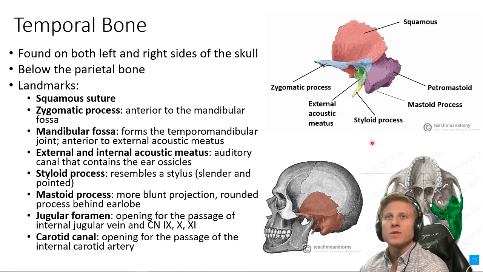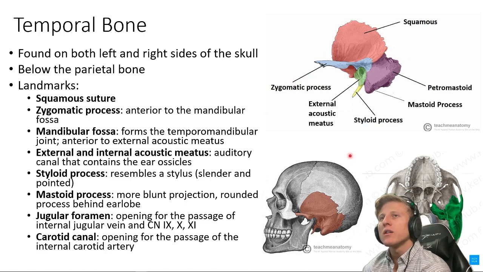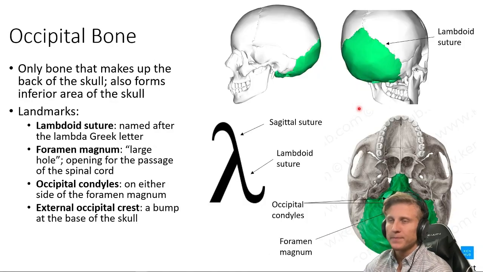Other things that we need to note here. We'll see them from a different perspective, but we'll note the jugular foramen and the carotid canal later, right? Cool. Again, and one last thing, the squamous suture. So the temporal bone along with the parietal bone form the majority of the squamous suture.